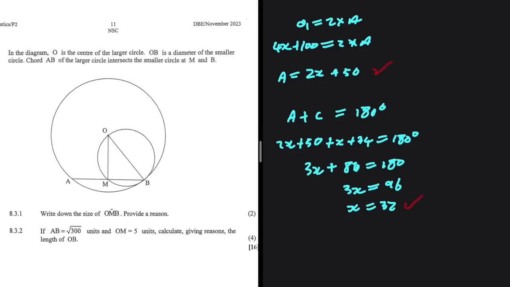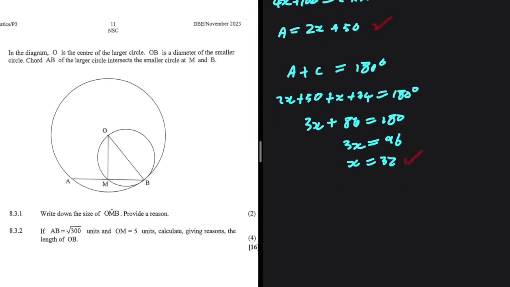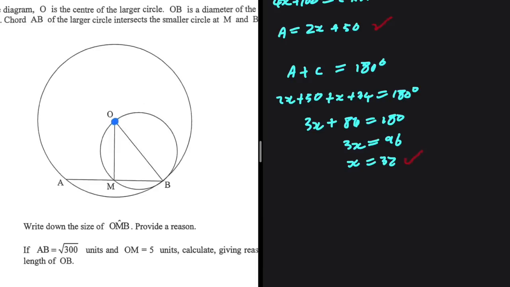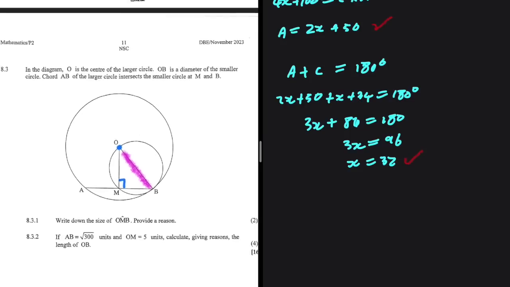So 8.3, right. In the diagram, O is the center of the larger circle. OB is the diameter of the smaller circle. Chord AB of the larger circle intersects the smaller circle at M and B. Okay, so I'm told that OB is a diameter. As soon as I hear it is a diameter, I know that M is 90, right? A diameter subtends 90 degrees at the circumference.